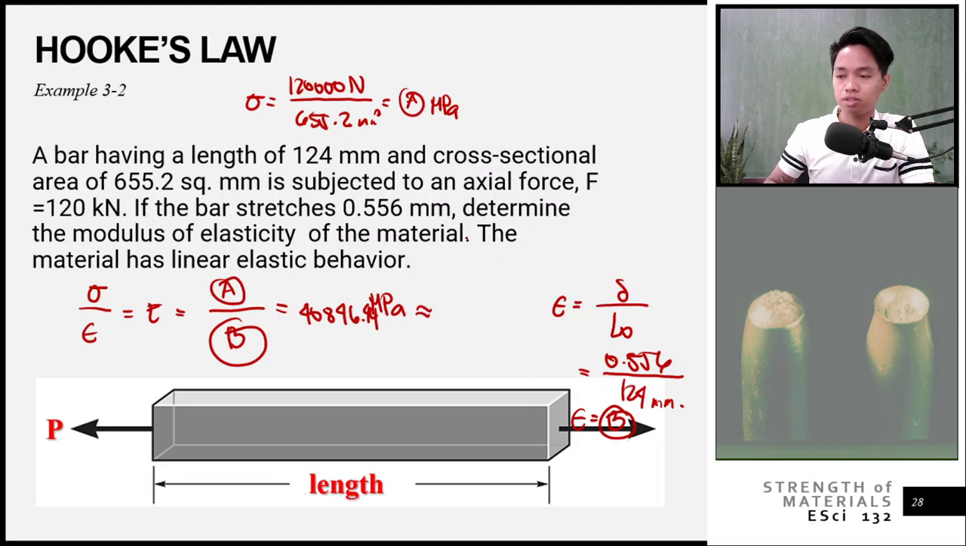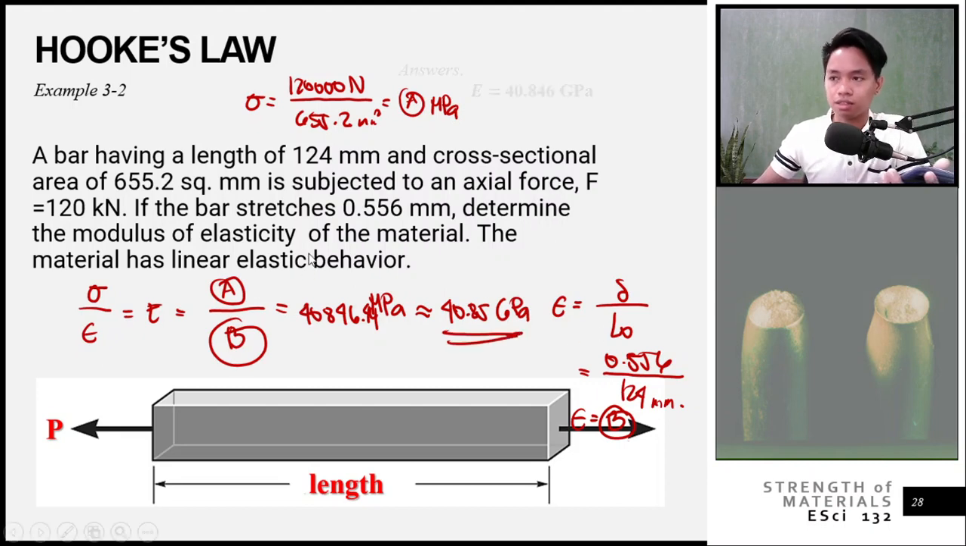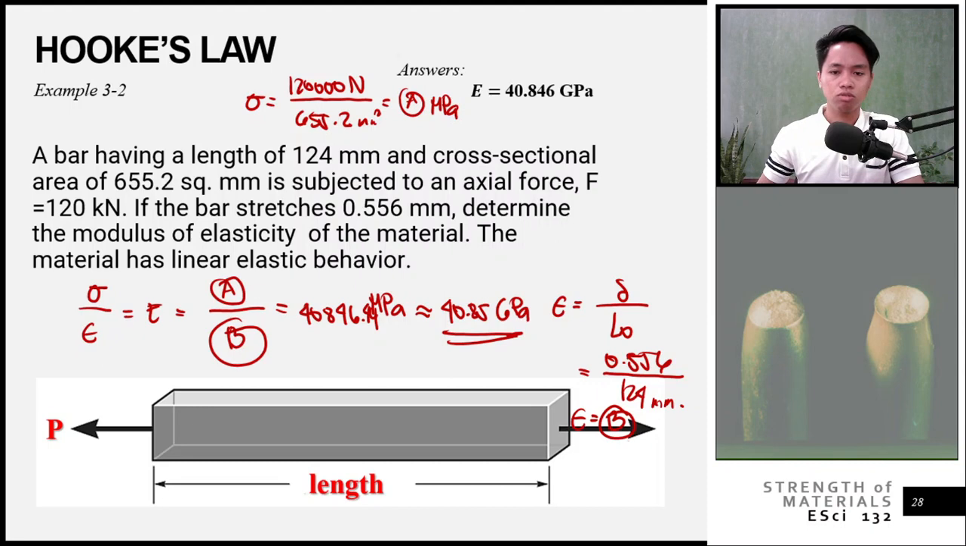I'll just be using gigapascal, so I'll divide this by 1,000. It becomes 40.85 gigapascal. So that would be our final answer. Let's check if we have the same answer. Yes, that is 40.846 gigapascal. So that is simply the whole topic with regards to your Hooke's law.